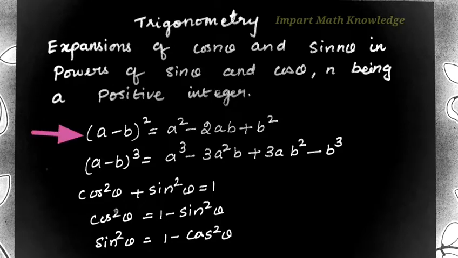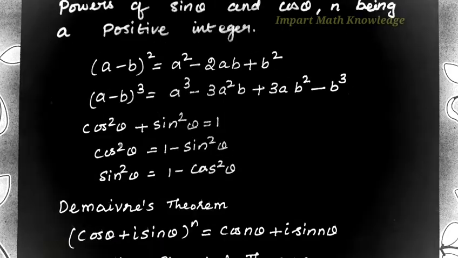(a − b)² is a² − 2ab + b². (a − b)³ is a³ − 3a²b + 3ab² − b³. And we know that cos²θ + sin²θ is 1. From that we can write cos²θ as 1 − sin²θ, and sin²θ is 1 − cos²θ.